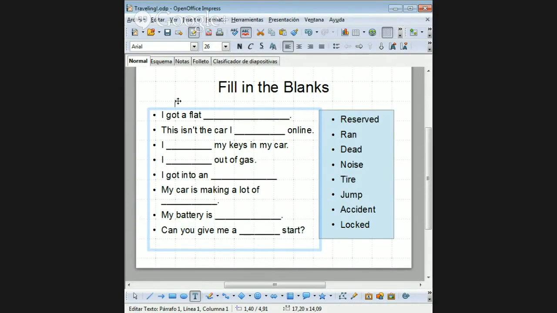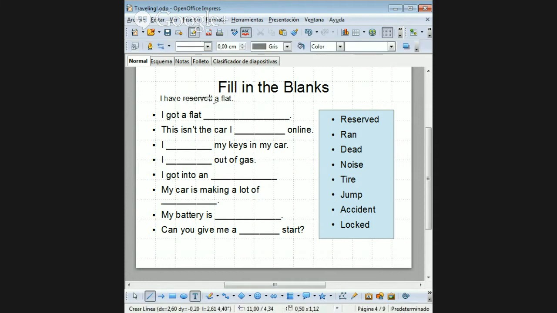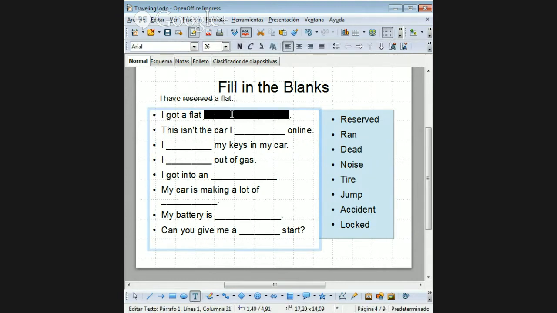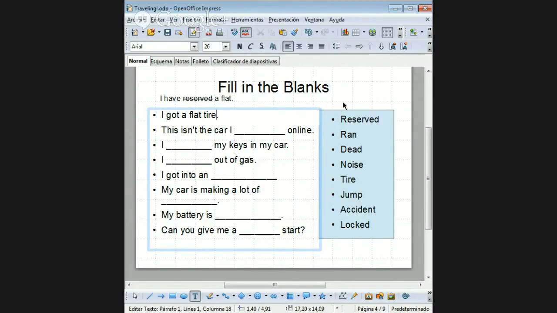Okay. So that's completely correct. I didn't even think about that. I guess in American English, we don't usually refer to apartments as flats, is the only reason I thought that. But I got a flat reserved, we'd say I have a flat, or I have reserved, maybe, would sound better. Or even just saying I reserved a flat. But yeah, I think, Claudia, for this sentence, we'd want to say tire. So I got a flat tire. Jorge, does that make sense? Yeah, so I got a flat tire.